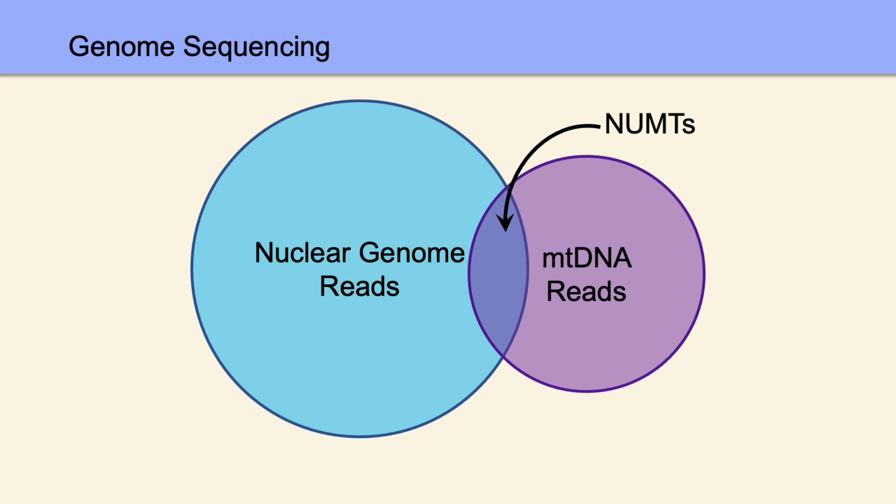You can have a similar situation arising where the mitochondrial DNA could align to regions in the nuclear chromosomes corresponding to NUMTs. So there's this ambiguity here. You don't know exactly where a significant amount of these reads should align. Are they really NUMTs or are they really mitochondrial DNA?